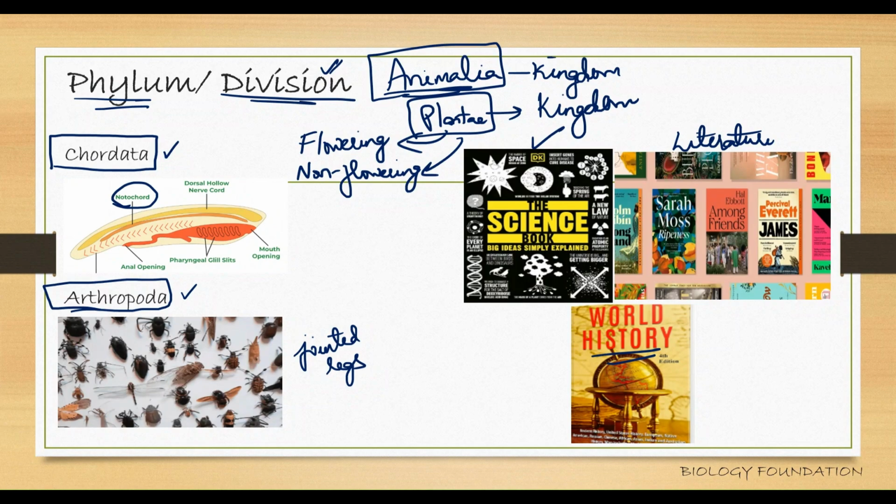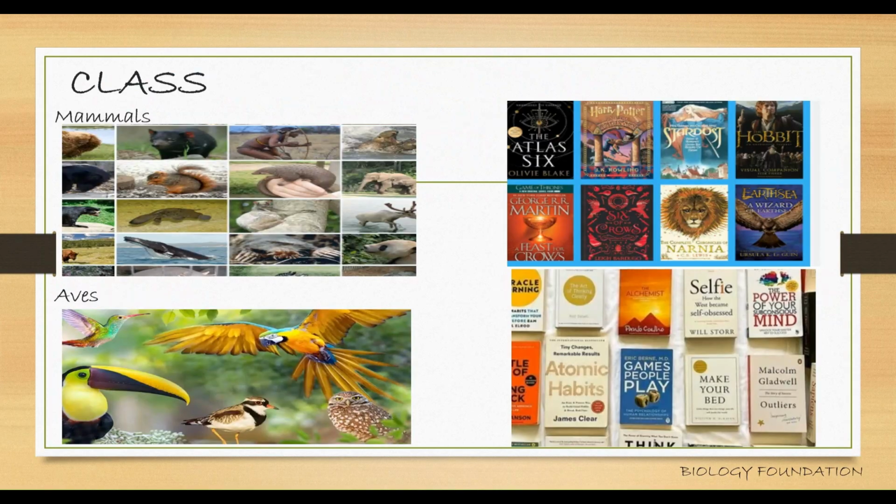So kingdom, phylum, next is class. Before we understand class, let's again come back to the example of the library. Firstly, you have the library filled with many books, and these books can be related to history, or they can be related to science, or they can be related to literature. Now, the books related to literature can again be of two types.